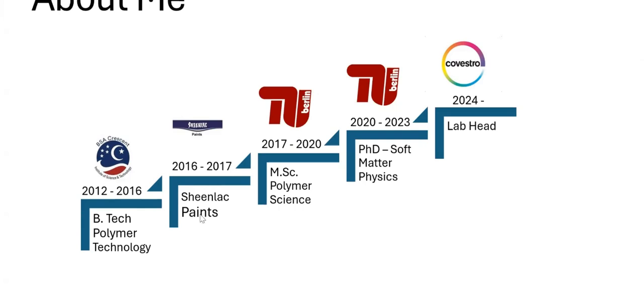And then I moved to Germany for a master's in polymer science, not engineering, because when I was working at Shalimar, I realized I might not be a very good engineer, but I really wanted to do science. And from there, I ended up getting a PhD in soft matter physics or experimental physics, doing mostly fundamental work that might help engineers in the future to design better materials, which then led me to an industrial position as a lab head at Covestro.